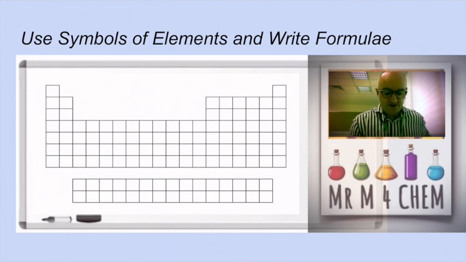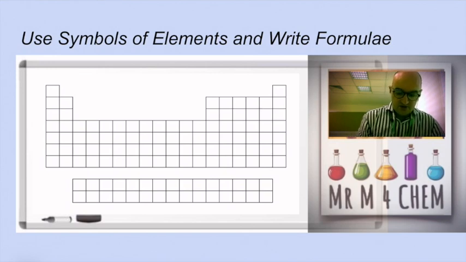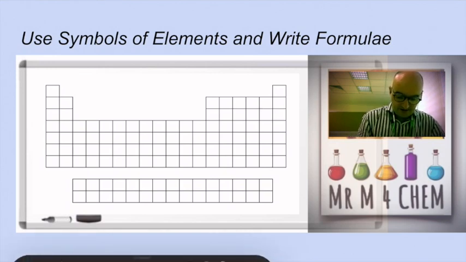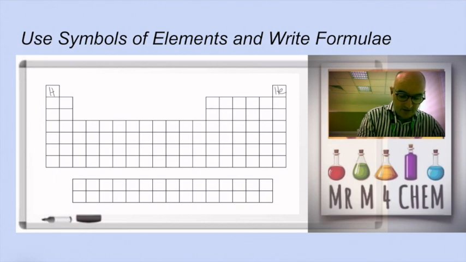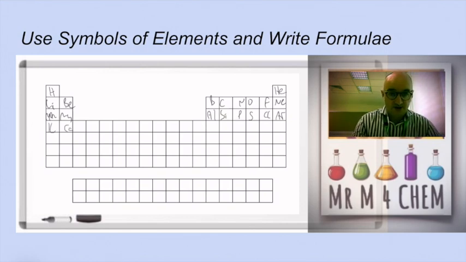Let's start with first principles. So we're going to use symbols of elements and write formulae. You should all know that the periodic table is arranged in order of increasing atomic number, and it's H, He, Li, Be, B, C, N, O, F, Ne, Na, Mg, Al, Si, P, S, Cl, Ar, potassium, calcium.